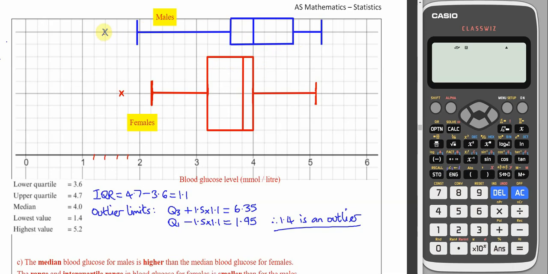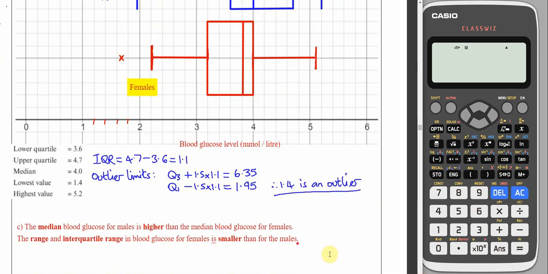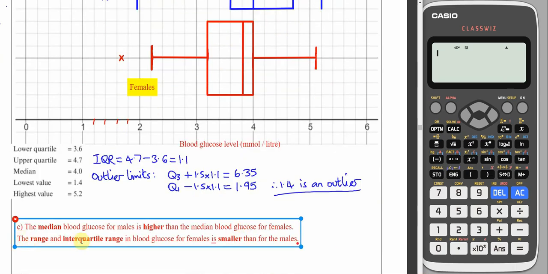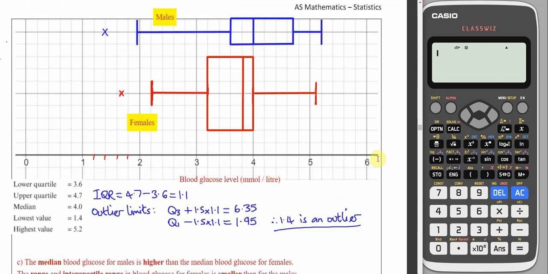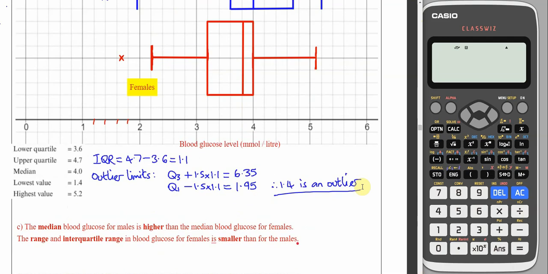And the range as well. From the lowest value, don't ignore the outlier, from the lowest value, which is the outlier, all the way up to the highest value, that's the range. And again, it's greater for the males than it is for the females. So there's more than one way of wording this answer. But I've said the range and also the interquartile range in blood glucose, we need the context here. Remember the context. For females it is smaller than it is for the males. Of course, you could have said the range is greater for the females. That's the equivalent of what I just said. Okay, that concludes this example.